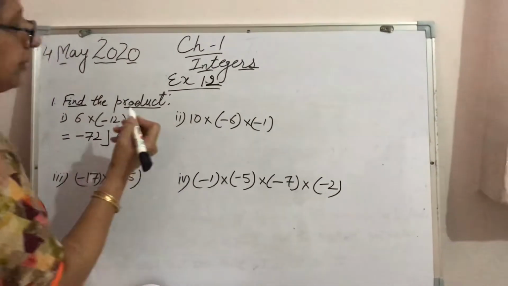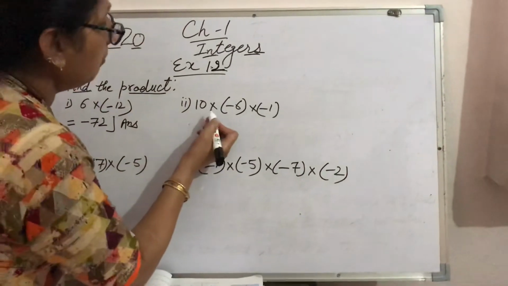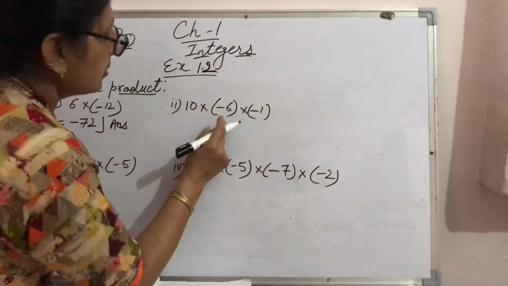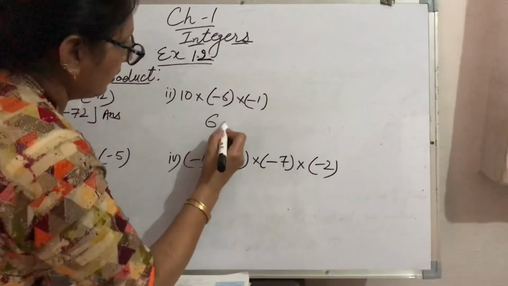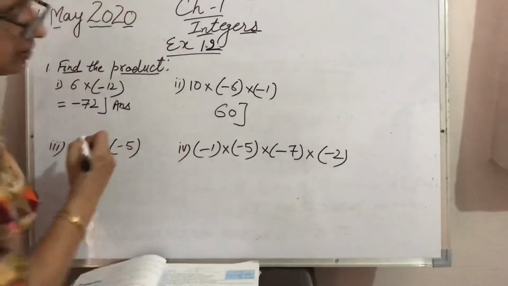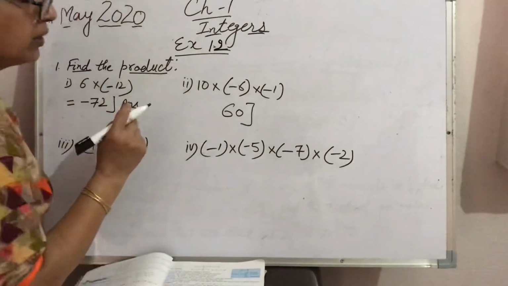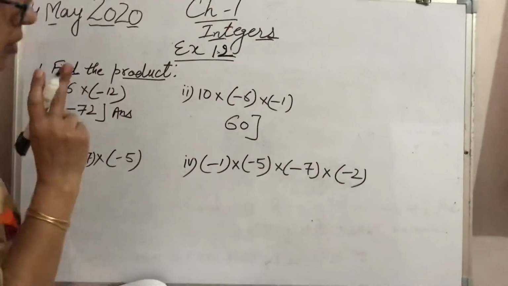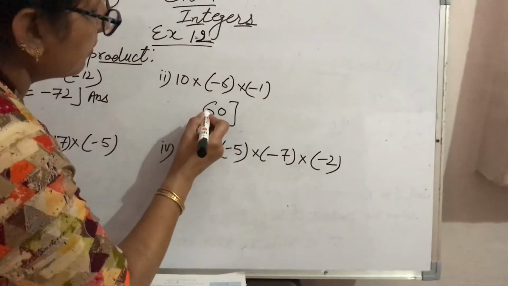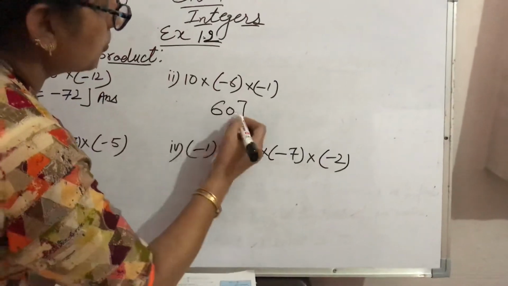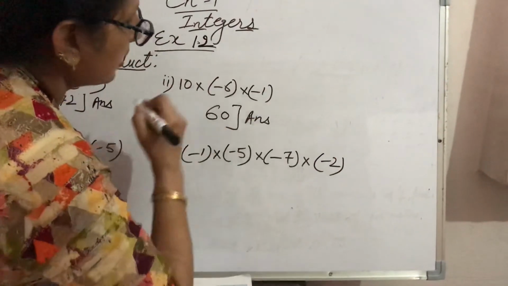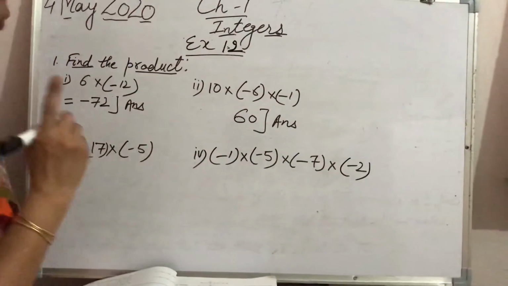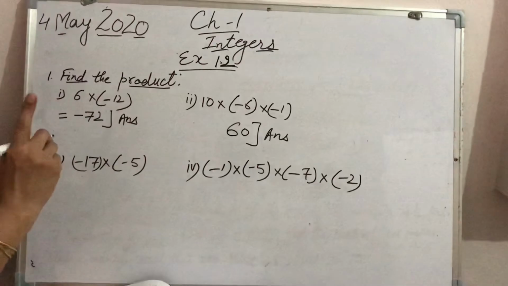Now the second part of the same question, 10 multiplied by minus 6 multiplied by minus 1. Very simple, 10 6s are 60 and 6 1s are 6, so 60. But we have to check the signs. 1, 2. In this question 2 negative signs are there. 2 is an even number, that's why the answer will be positive. No need to use a positive sign, directly we can write the answer 60. Remember this, we count only negative signs, we will not count positive signs.